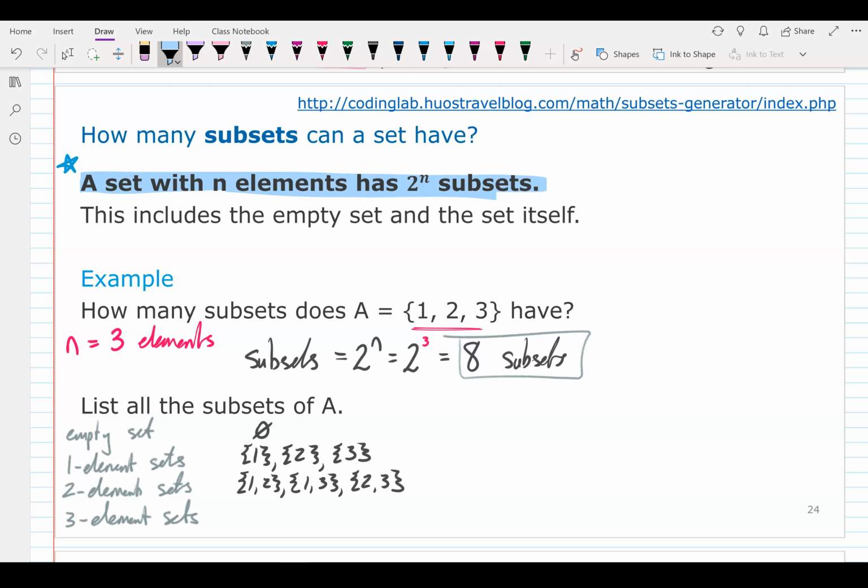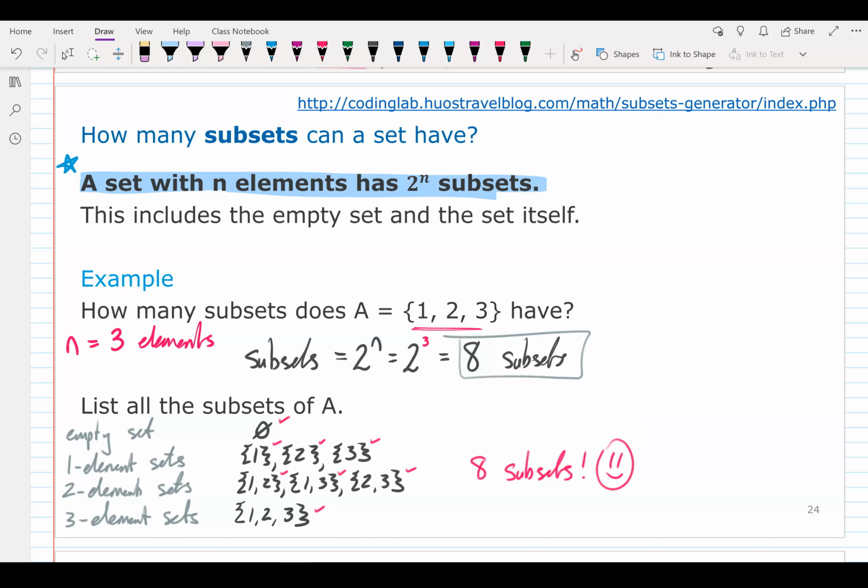Hopefully you can see where I'm getting this. I'm looking back at this set and just combining the numbers into their own combination of sets. Finally, a 3-element set is just going to be the set itself: 1, 2, and 3. And let's check and see how many sets we have. We have 1, 2, 3, 4, 5, 6, 7, 8. When I counted them, I got 8 subsets, which is no surprise really, because it's telling us that I should.